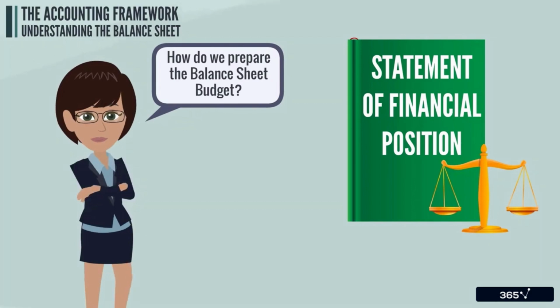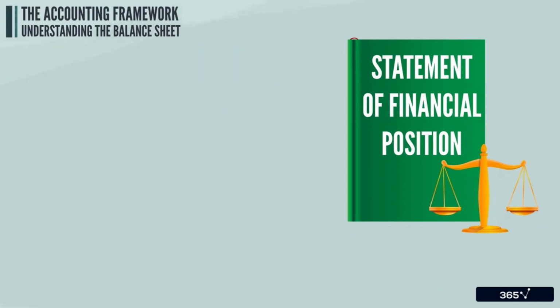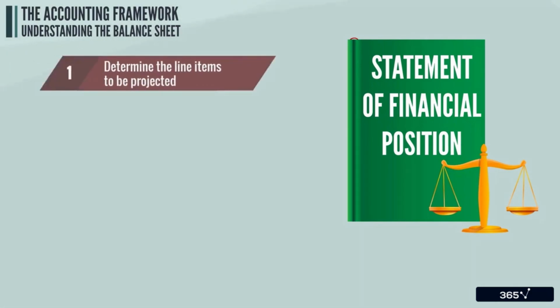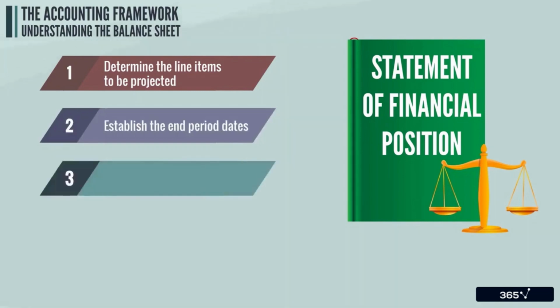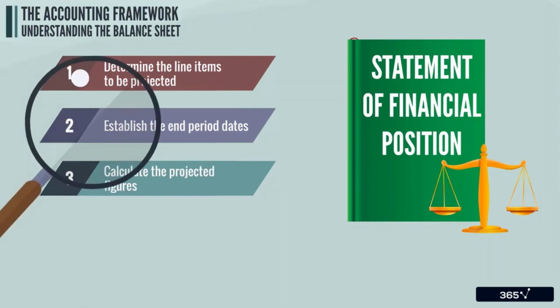To do that, we will divide the process into 3 simple steps. First, you need to find out the major line items to be projected. After that, you must decide on the end period dates, and the third and final step is to work out the estimates. Let's now take a closer look at each of them separately.